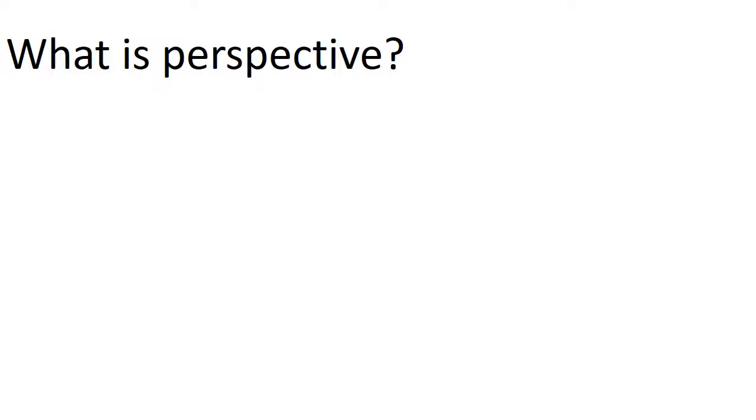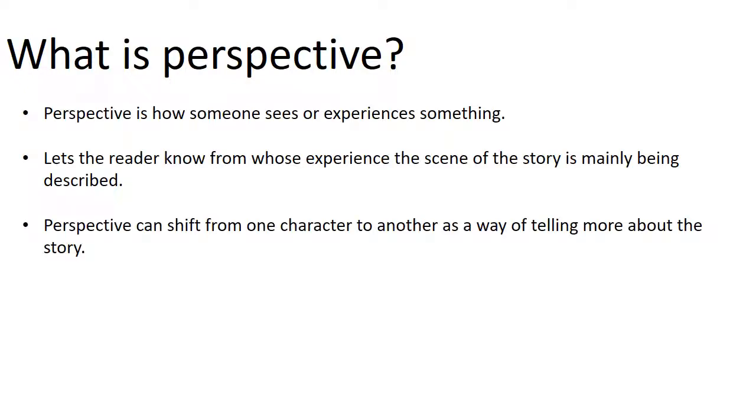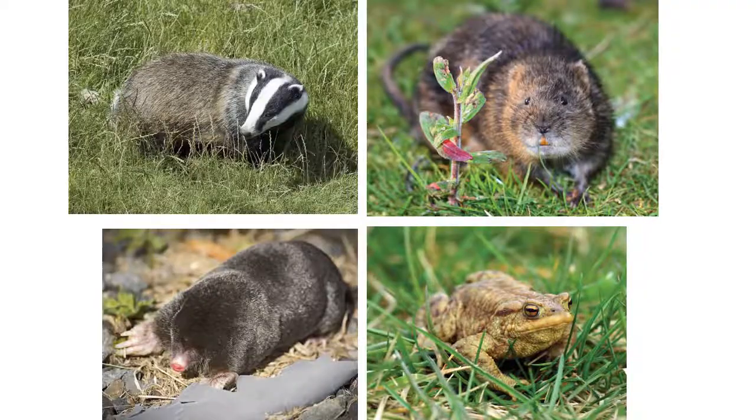Perspective is important in a story. What is perspective? Perspective is how someone sees or experiences something. It lets the reader know from whose experience the scene of the story is mainly being described. Perspective can shift from one character to another as a way of telling more about the story.